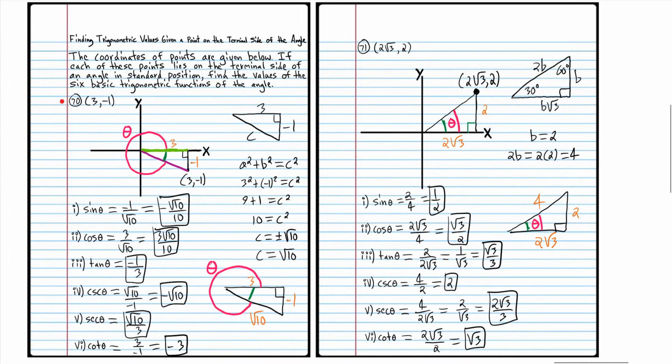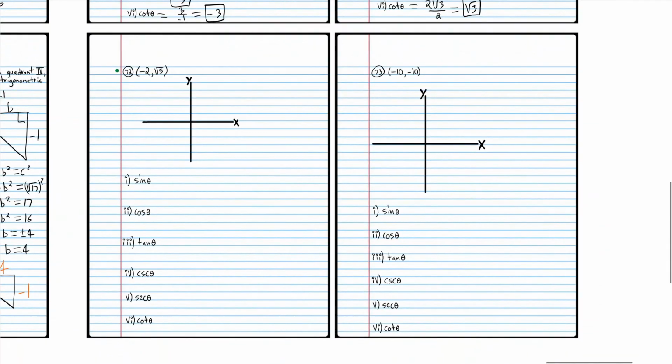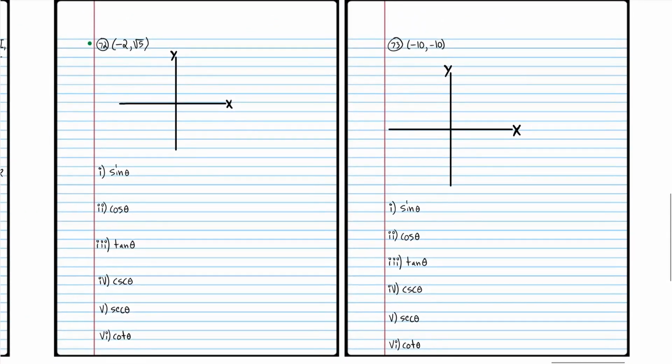So I want you to get a picture of these problems and use them to help you with number 72. Okay, so try number 72. When you come back, we'll do it together.